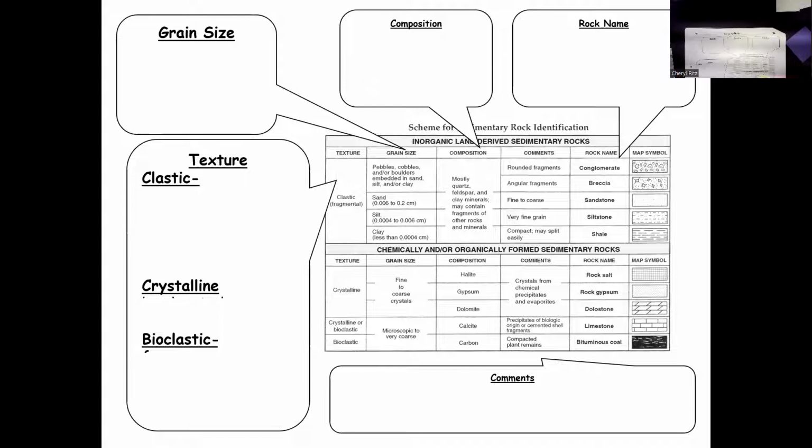So once again, this is earth science. It can't be simple. Texture is not how it feels. So we're not just saying, oh, that's smooth, that's rough, that's bumpy, that's silky. None of that stuff. We are going with how they look. And our three choices here are clastic, crystalline, and bioclastic. Any idea what any of those words mean?